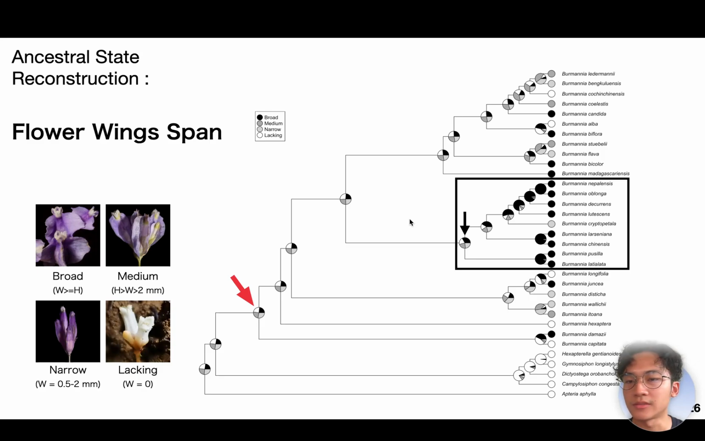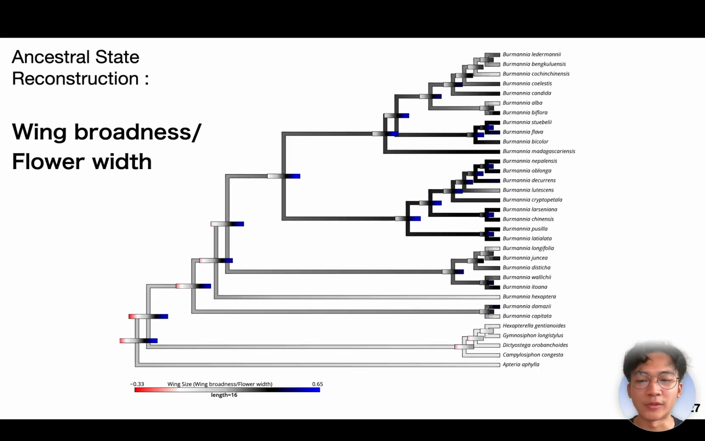And this is the interesting part also, the flowering spans. So at the side, I separate it into four discrete characters here: broad, medium, narrow, and lacking. At the origin of the Burmanniaceae, we cannot tell because it is ambiguous here at the node of the ancestral state of the Burmanniaceae. But here, in the same case as the white flower, it evolved into the bigger wingspan. So later I plot it as a continuous character, not a discrete one.